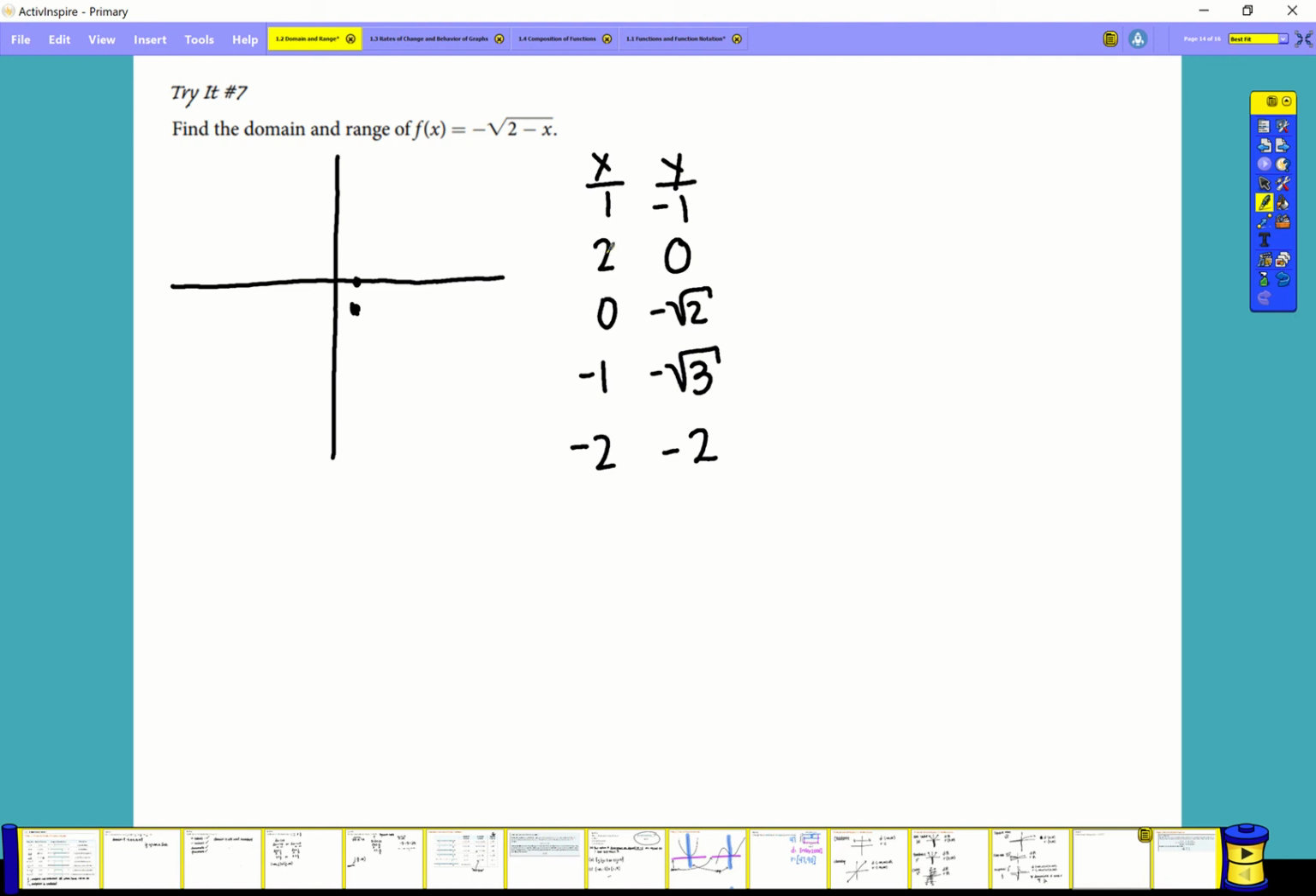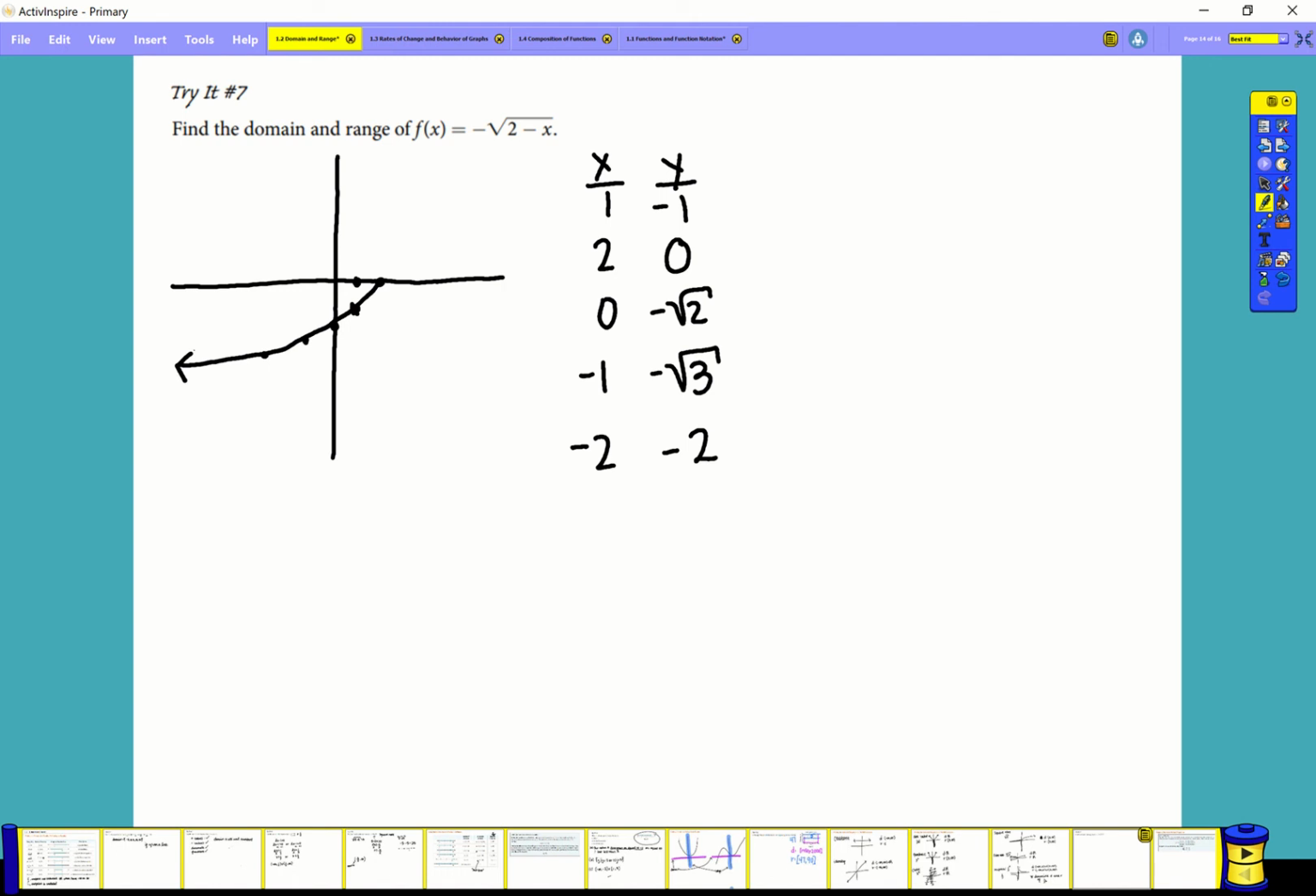When x is 2, my y is 0. When x is 0, my y is negative square root 2, which I think will be somewhere around here. When my x is negative 1, it's going to be a little bigger than that. When x is 2, it's going to be a little bigger than that. So it looks like I'm going to have something that looks like this.